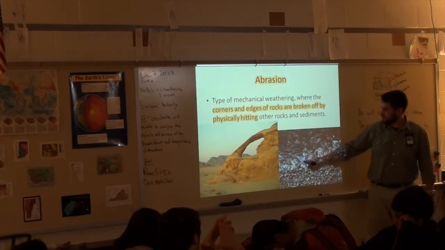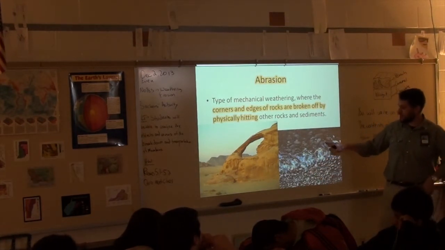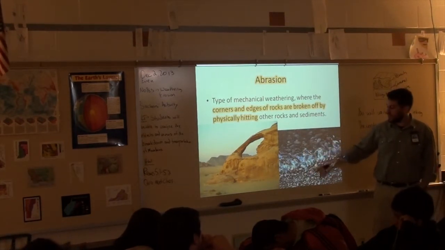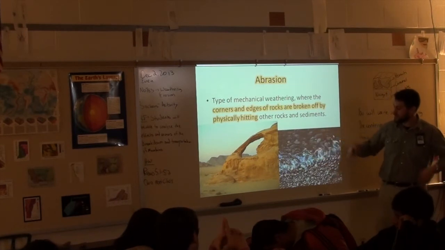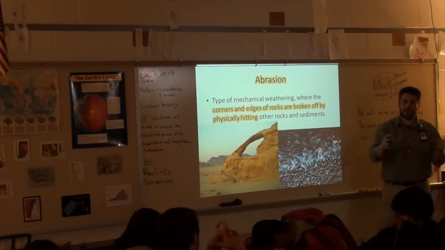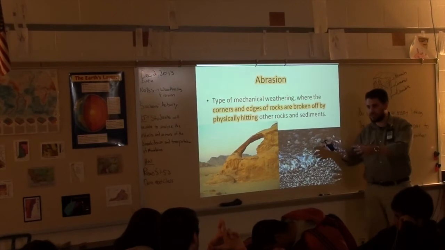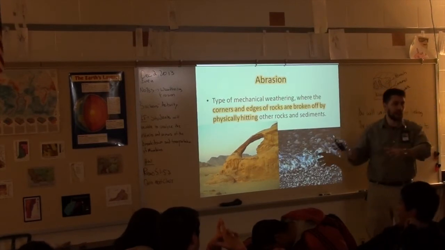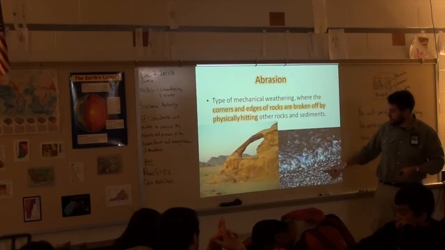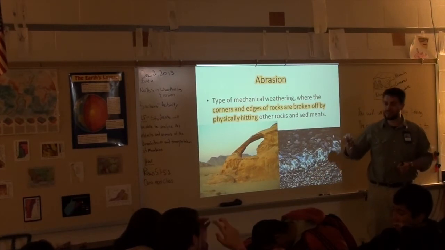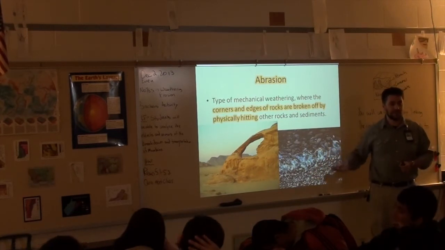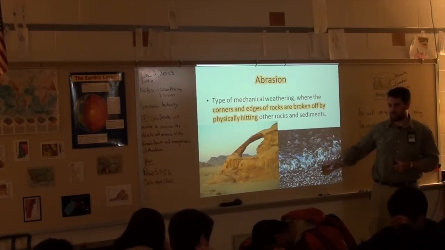This is a pebble beach on maybe a lake, and as the water comes up, it's taking the rocks, and the rocks are bashing into each other as the waves come in and out. And as that happens, it knocks off the edges of all the rocks and you get these nice smooth pebbles. This happens in rivers and lakes and beaches and things.